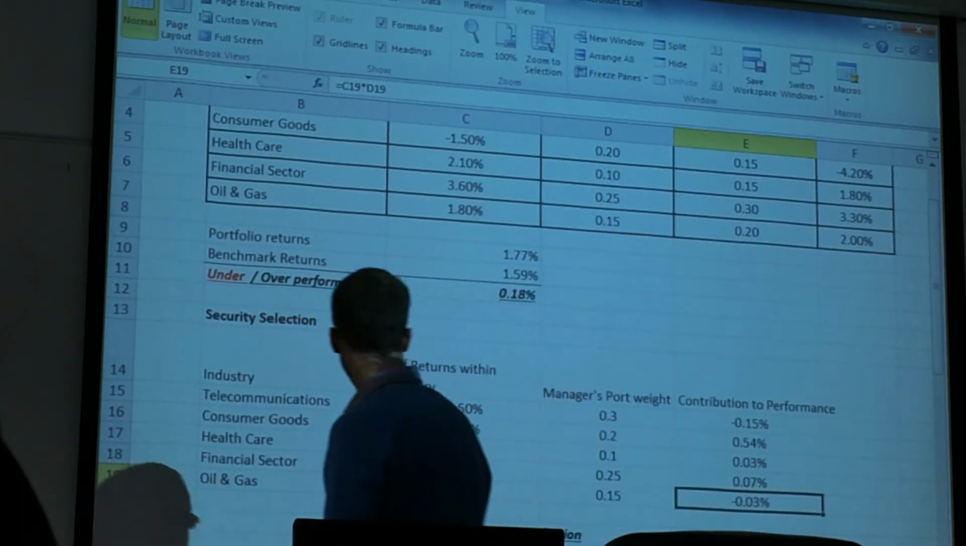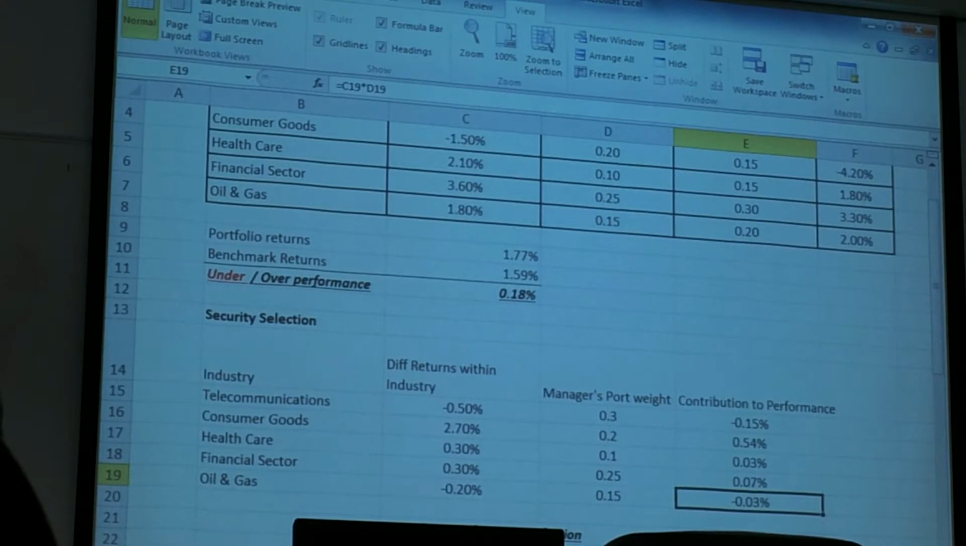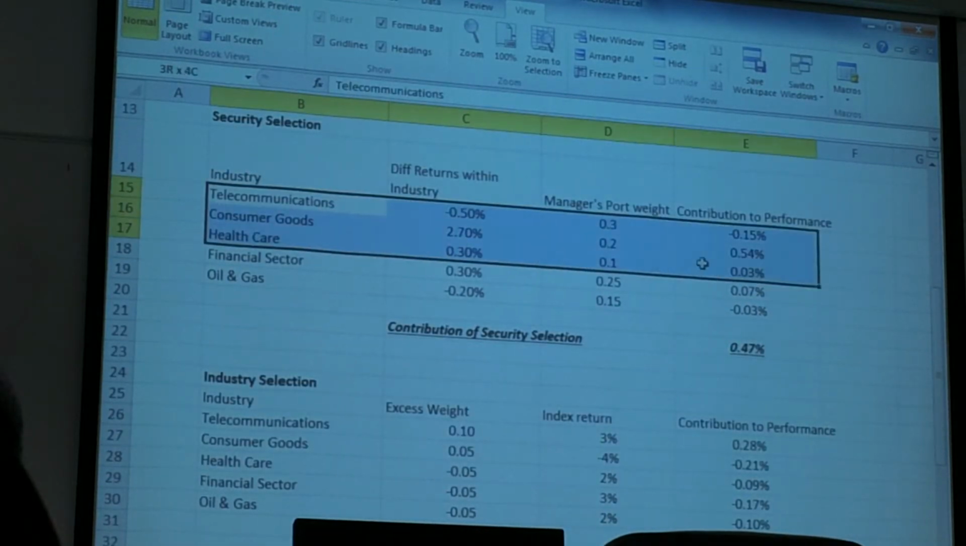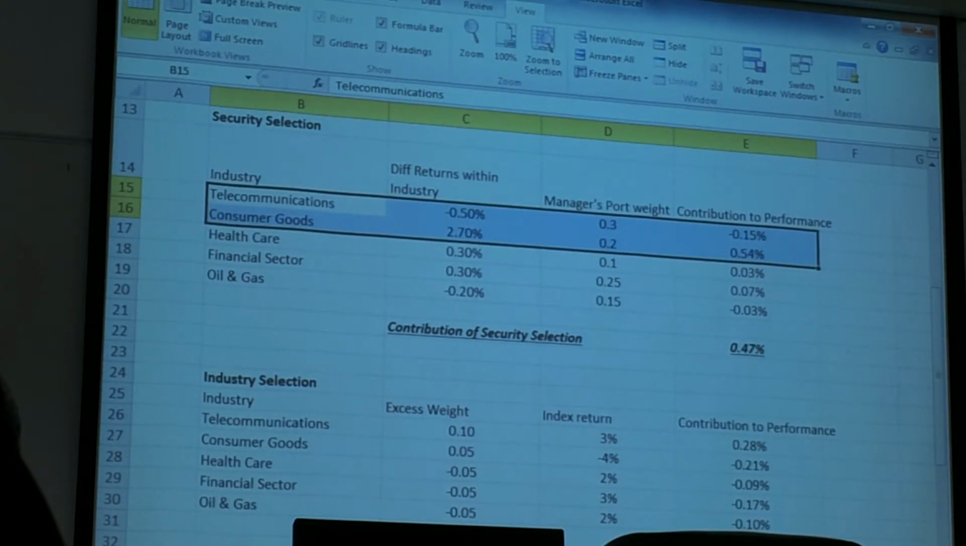Kelly mentioned telecoms, but they've got slightly bigger numbers. Yeah, so I'd be tempted to talk about consumer goods and telecoms if I was going to use this.